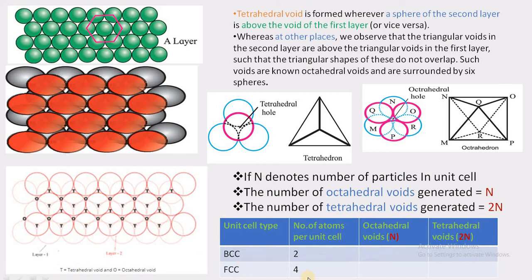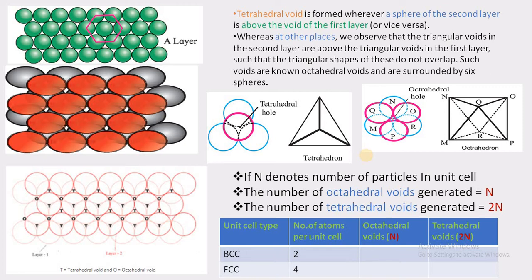Now you calculate the number of octahedral voids in FCC and the tetrahedral voids in FCC, because the number of atoms per unit cell in FCC is 4. It is a very important thing how the formation of tetrahedral hole and octahedral hole takes place, so you have to imagine a layer.